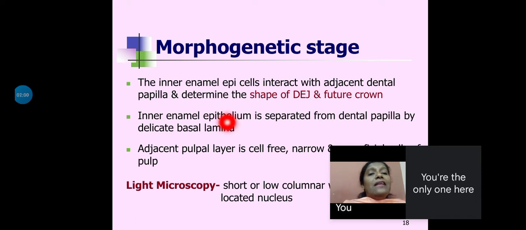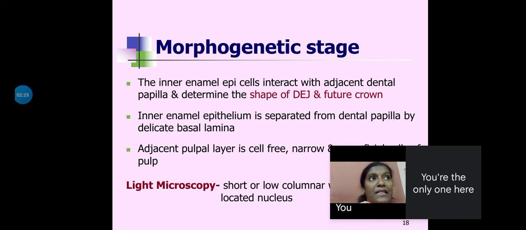So the inner enamel epithelial cells, that is, we are talking about the cap stage now. Inner enamel epithelial cells interact with the adjacent dental papilla so that they can determine the shape of the dentino-enamel junction as well as the future crown. So, in the cap stage, the inner enamel epithelial cells will start their interaction with the underlying dental papilla.